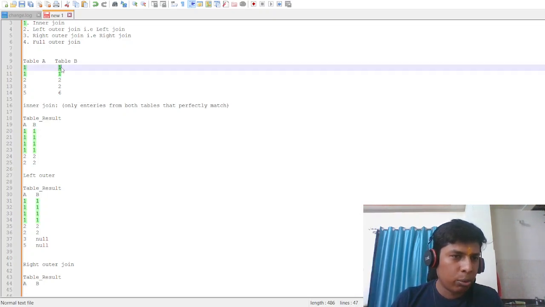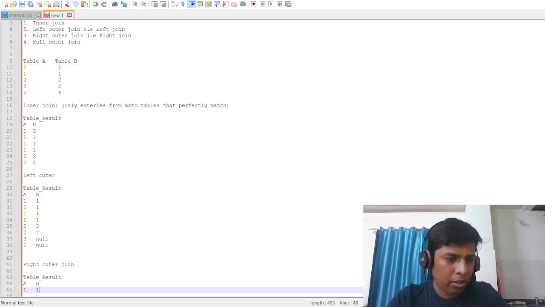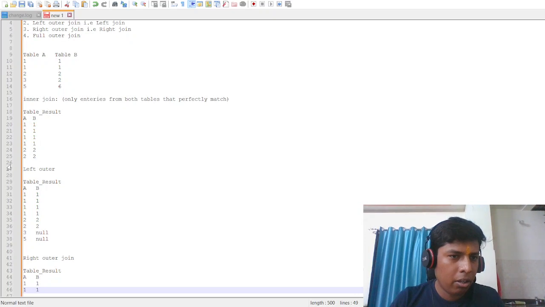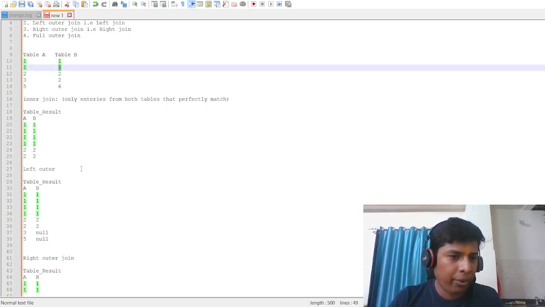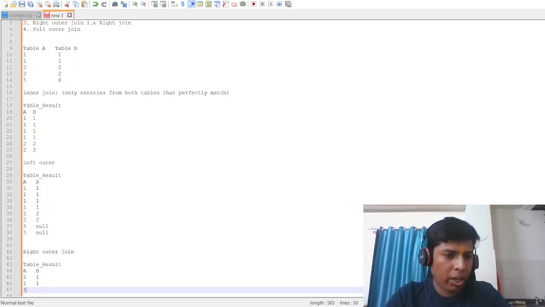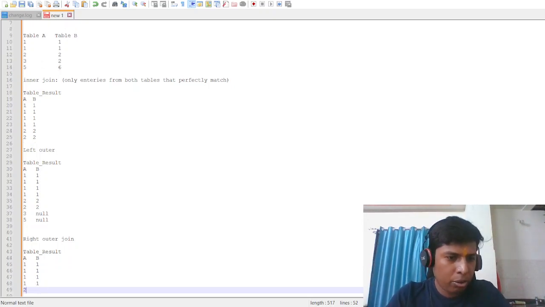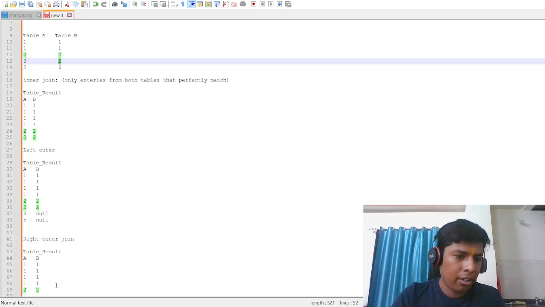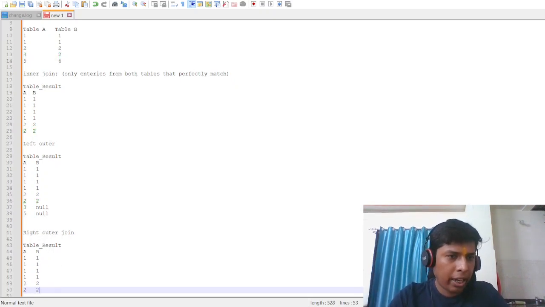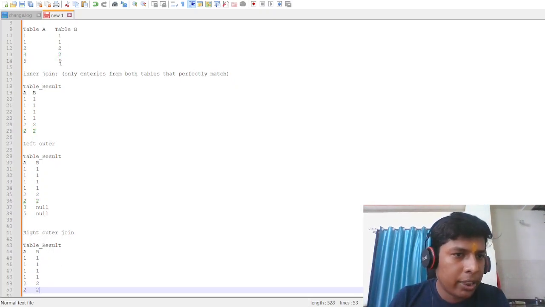For this one, 2 entries, right? One, one. For this one, again 2 entries: one and one, one and one. For this 2, only one entry. So 2 and 2. We are seeing from right to left. Now again comes a 2. Again only one entry for table A. So 2 and 2. Now comes 6.